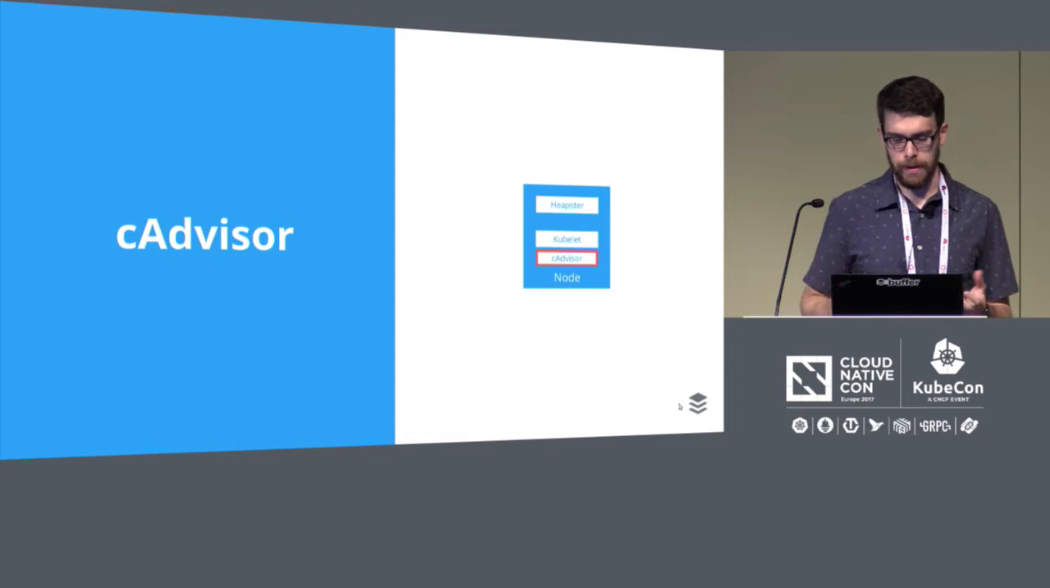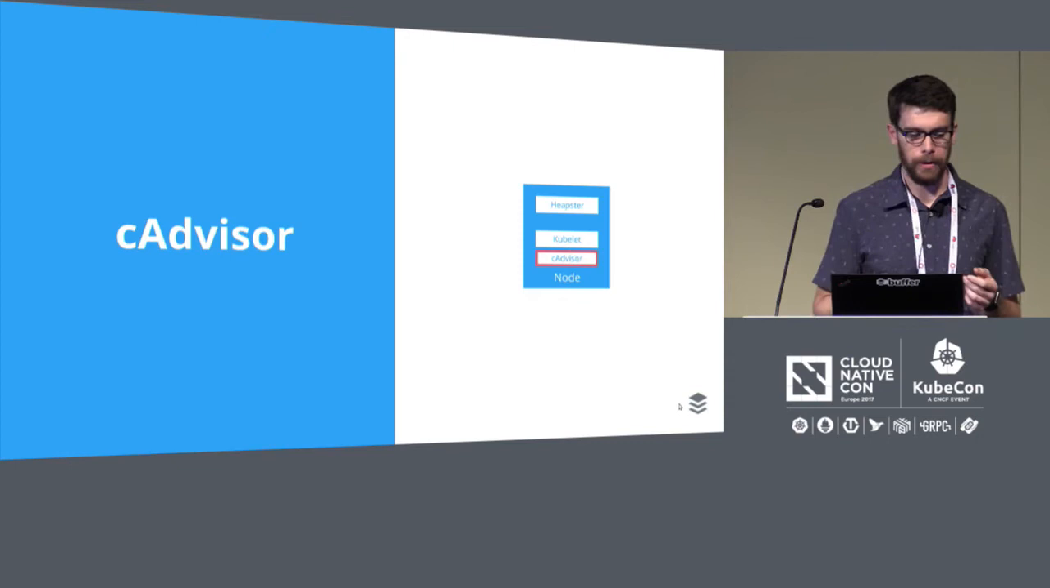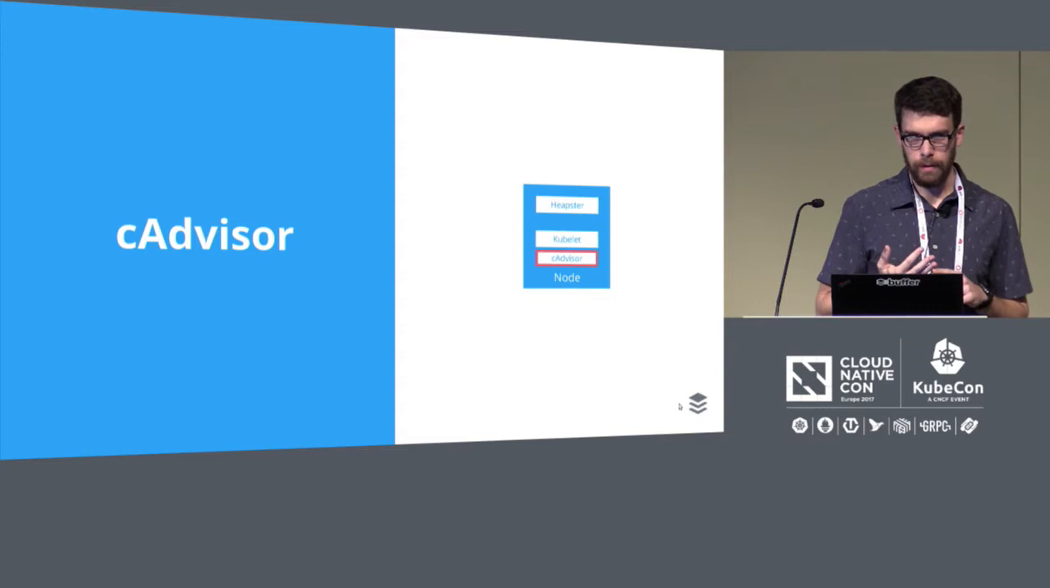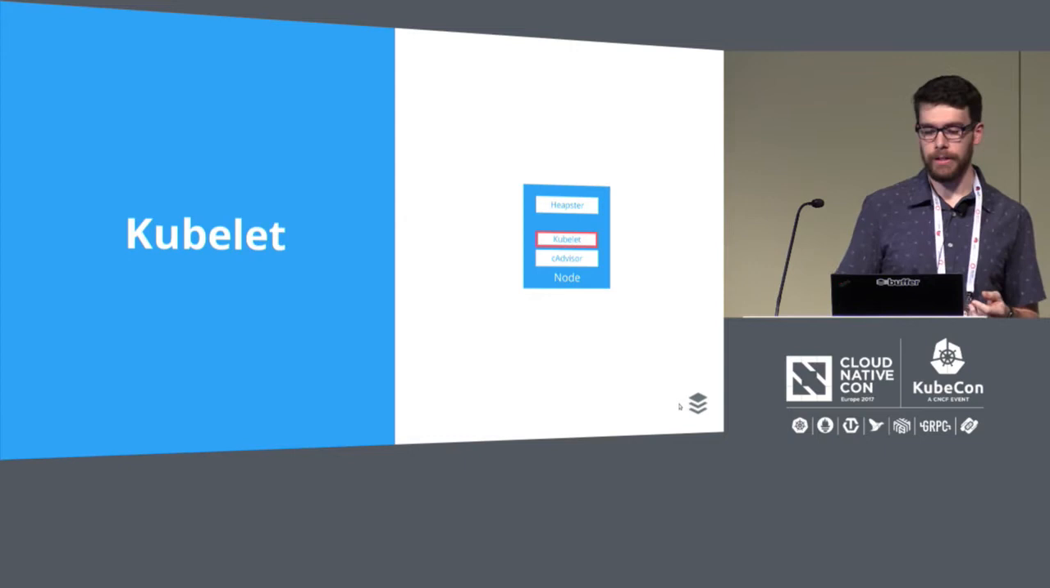So let's dig a little bit into the details here. The first step is cAdvisor, and what that does is monitor all of the containers on a given node. It's going to be getting information about network, CPU, file system, and memory utilization. And then on top of that, the kubelet is going to be getting information from cAdvisor. It's going to use that information to make decisions on whether things should be killed, and also use it for some monitoring.